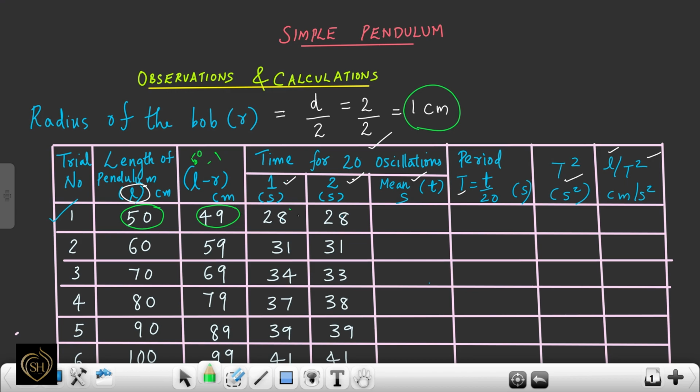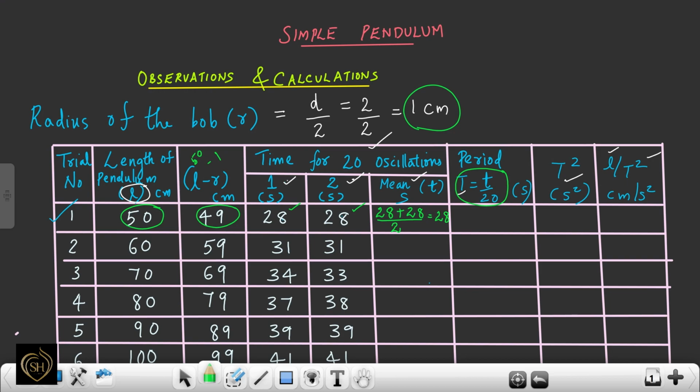The value of first trial is 28. The value of second trial is 28. Therefore mean time is first trial 28 plus second trial 28 divided by 2. That is the mean value of time, which is equal to 28. Answer is 28. The next column is period T.